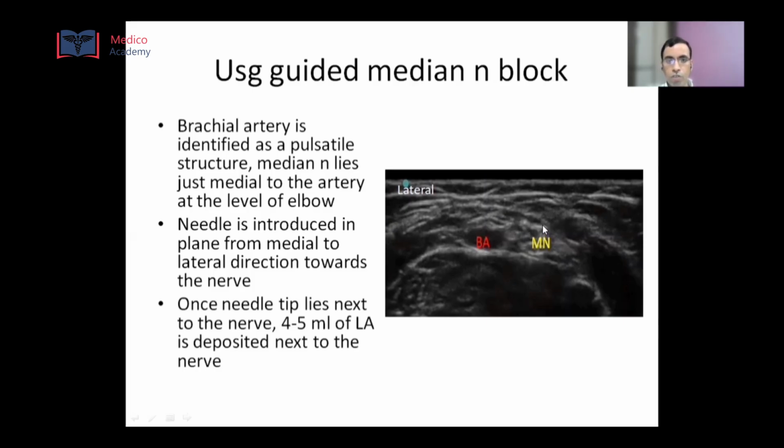A needle is introduced in plane from medial to lateral direction towards the nerve. Once the tip reaches close to the nerve, around 4 to 5 ml of local anesthetic is deposited close to the nerve.